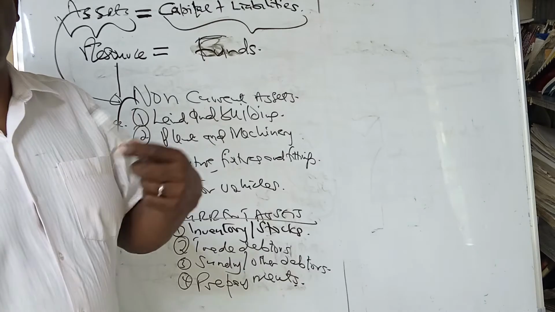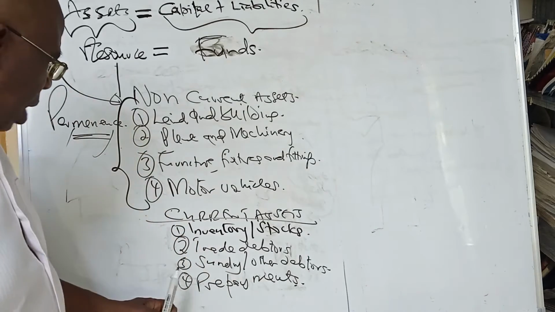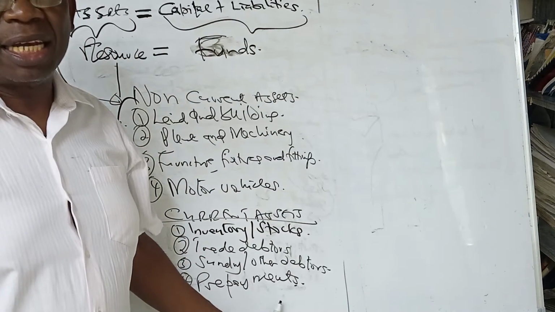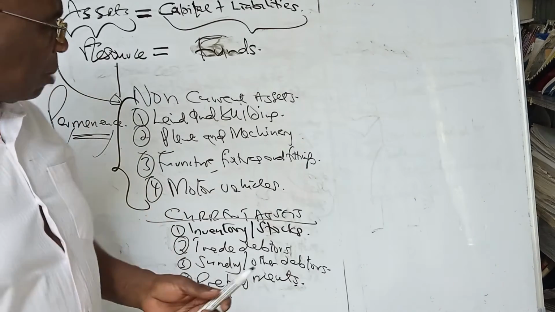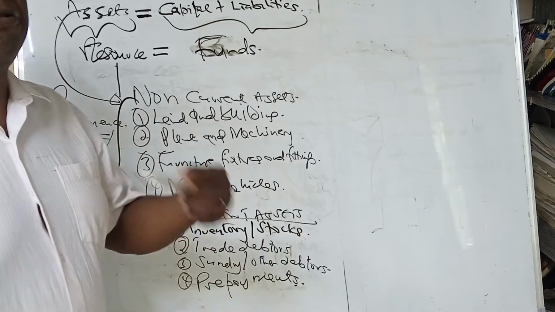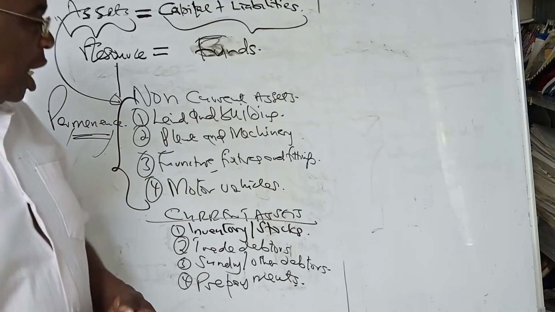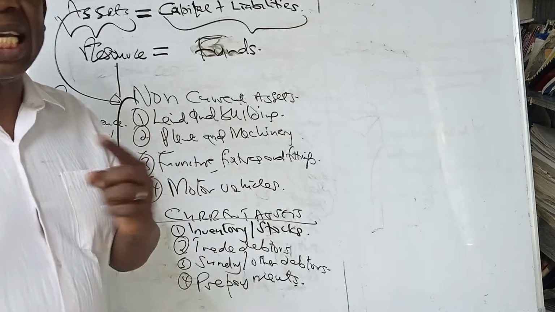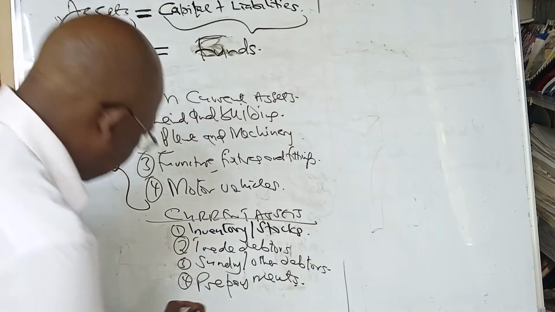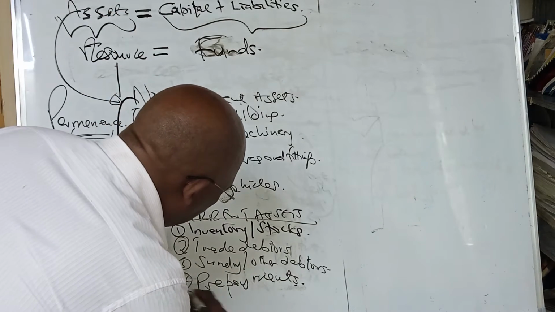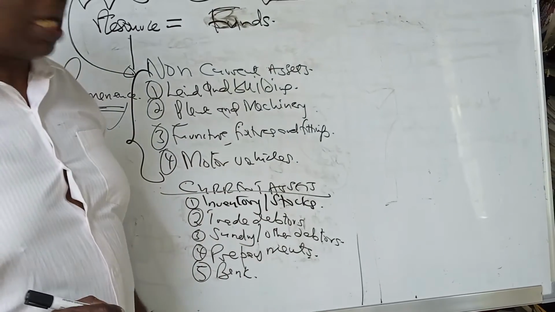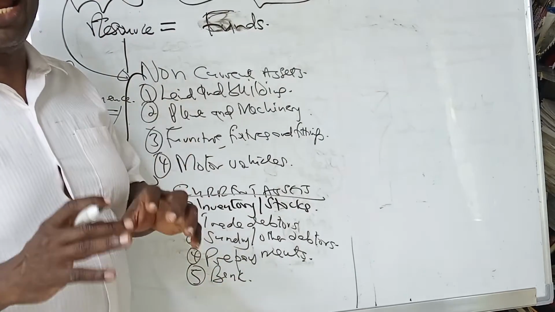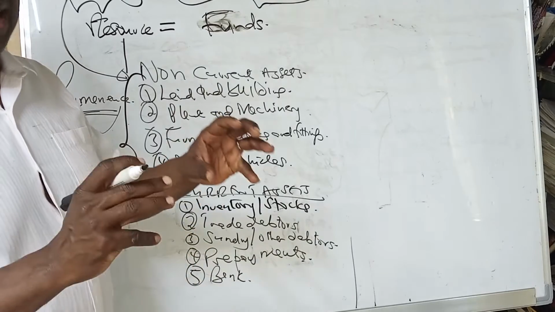You still own that money, and therefore, it's an asset, because you have not used the money. Any payment you have made before receiving the goods or services is called a prepayment, and it is an asset. Then we go to bank. Bank is the money in the bank.